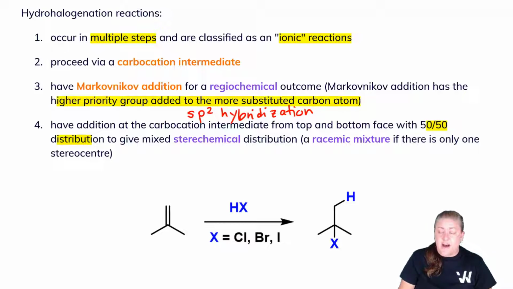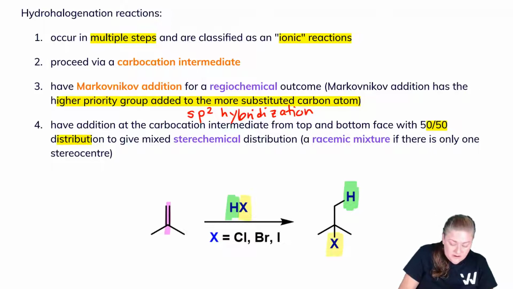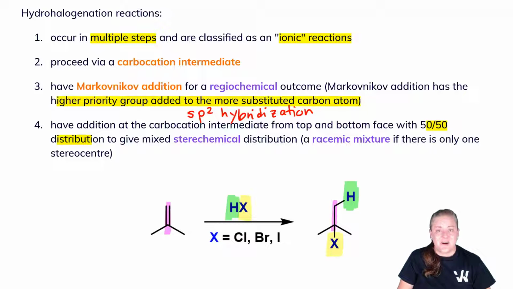I've shown the general reaction here. You'll notice that we have Markovnikov addition because X, which is the higher priority group, is added here at the more substituted carbon. The hydrogen atom right here is added to the less substituted carbon here. You'll notice that the alkene, which was here, has been transformed into an alkane, which is here. Now we're going to cover the mechanism so you understand both the regiochemical and stereochemical outcomes.